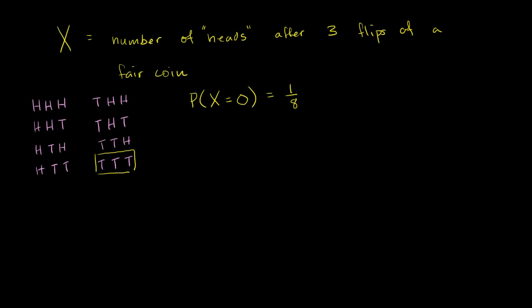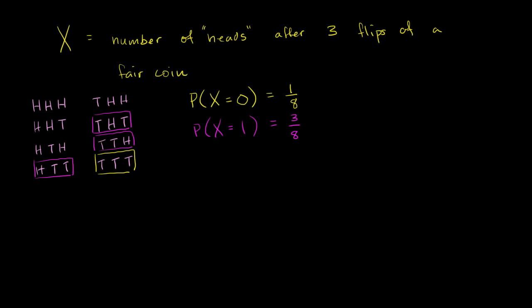What's the probability that our random variable capital X is equal to 1? Well, let's see. Which of these outcomes gets us exactly 1 head? We have this one right over here, that one right over there, and this one right over there, and I think that's all of them. So 3 out of the 8 equally likely outcomes get us to 1 head, which is the same thing as saying that our random variable equals 1. So this has a 3/8 probability.